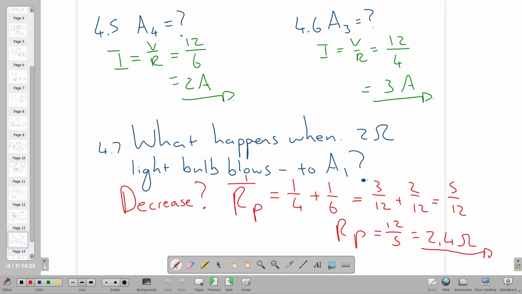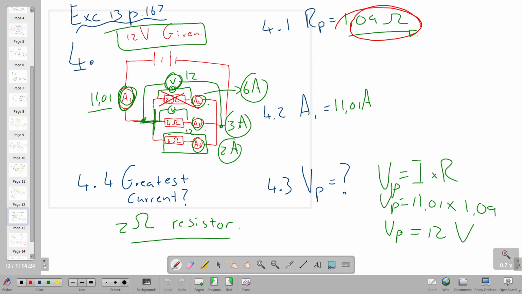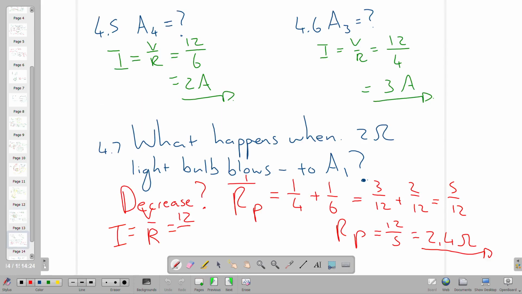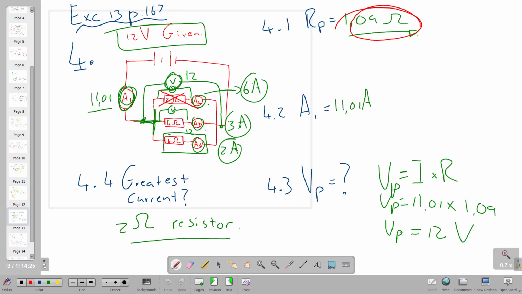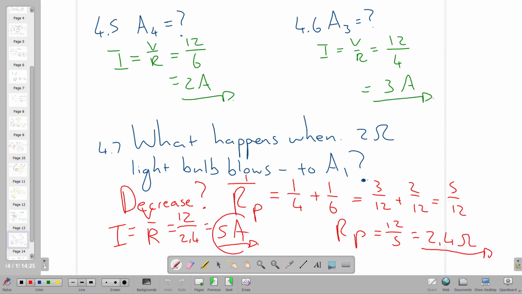And they're asking what happens to the current. Remember, I is equal to V over R. Right? The voltage stays the same, it's still going to be 12, right? But the total resistance actually increased to 2,4 now, which means that my answer will be 12 over 2,4, which is actually going to be 5 amps. What was my current previously? 11 amps, it's decreased to 5 amps.